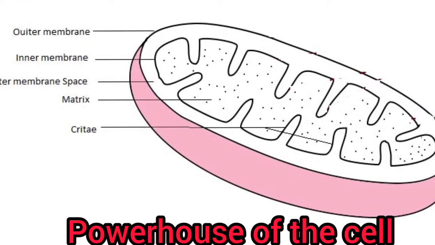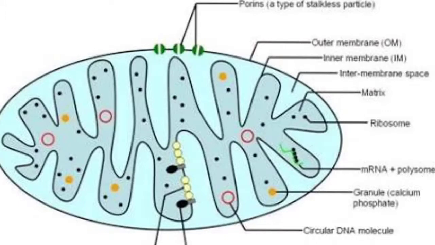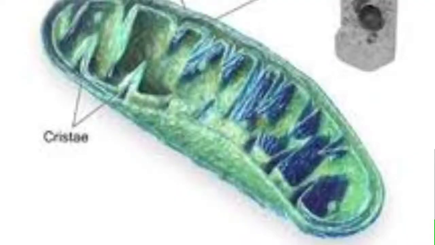See this diagram properly. In this diagram you can see mitochondria is double walled, just like a thermos. The outer membrane is smooth, but the inner membrane is folded inwardly like fingers. So inwardly finger-like projections are there, called cristae.